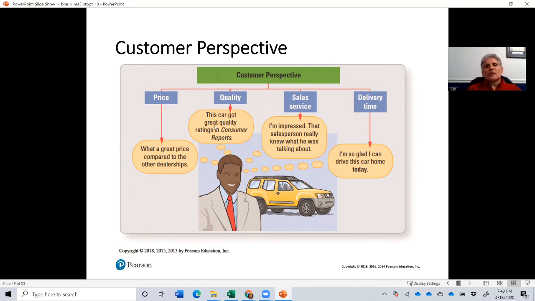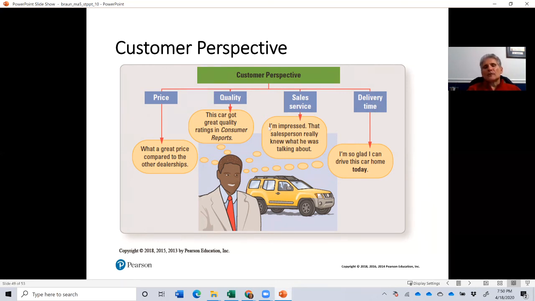Quality. "This car got great quality ratings and customer reports." How is the quality of our products? What do the customer surveys say? Do they like our products? Let's look at ways of measuring these elements in order to achieve our overall financial goals. Sales and service. "I'm impressed, the salesperson really knew what he was talking about." Well, maybe customer satisfaction reviews. What are some things we can look at from there? And delivery time. "I'm so glad I can drive this car home today." Well, let's measure our delivery time. How often do we meet our delivery times?